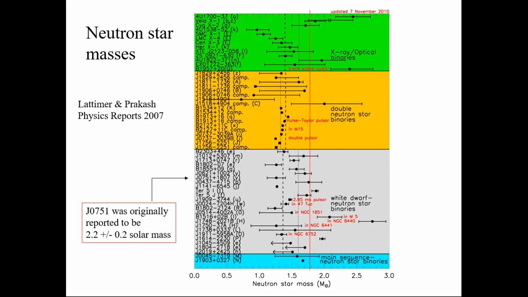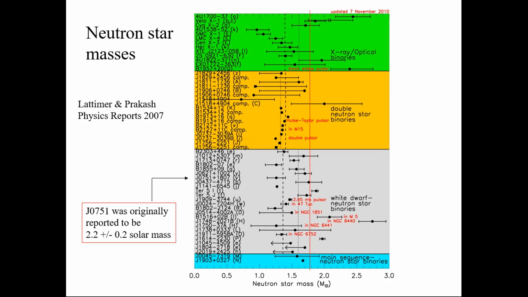You see white dwarf neutron star binaries, and you see main sequence neutron star binaries. Up until that time, there's a red vertical line drawn that indicates that it appeared neutron star masses were limited to maybe 1.75 or 1.8 solar masses. There were a few outliers that you see in the green and the orange, but they have very big error bars. There was one star, J0751. It was originally reported to be 2.2 solar masses, but it turned out that there were some instrumental problems, false signals, and that turned out to be a mass of about 1.3 solar masses.